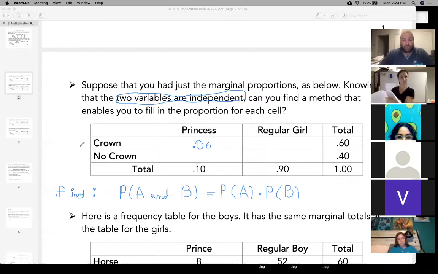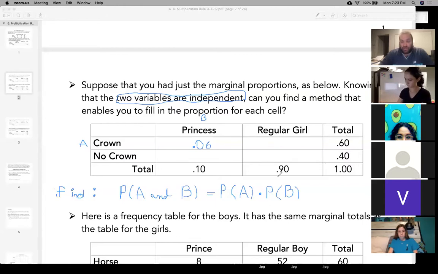Because if A is crown and B is princess, then the probability of A and B, of a crown with a princess, is the probability of A, the probability of a crown, which is 60%, times the probability of B, which is princess, which is 10%. Okay. So if this formula is true, it makes sense. But understanding why this formula is true, I don't think we justified that. Yeah, I don't think we've touched base on that. Maybe we'll do it later in the section, and if we do, we'll see why it's true.